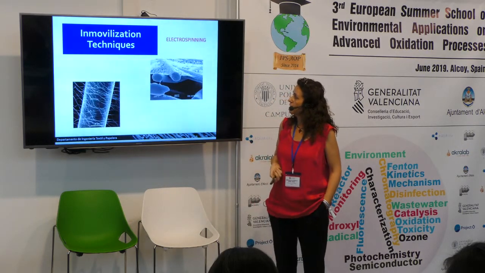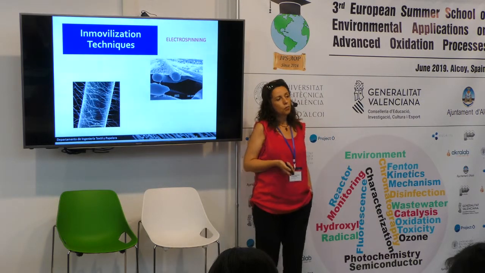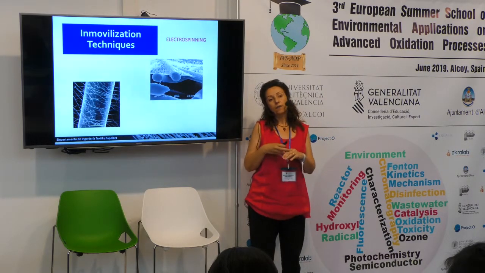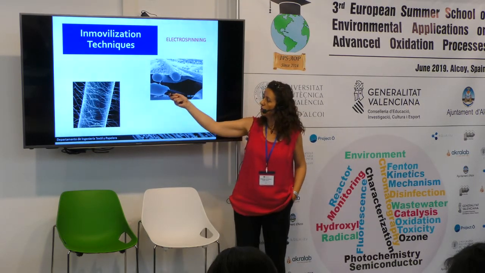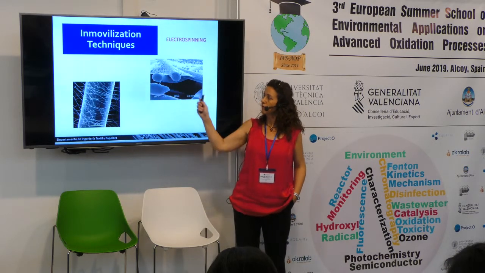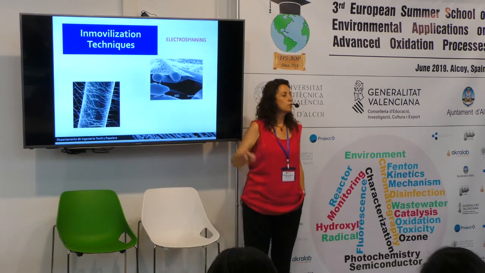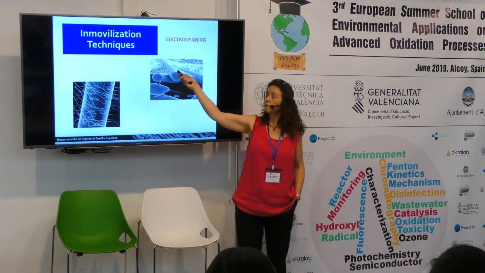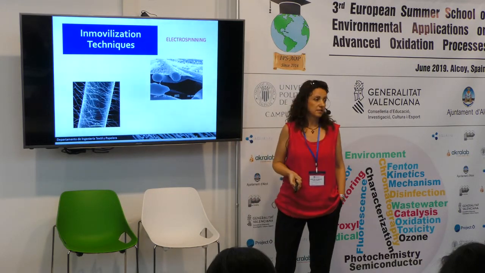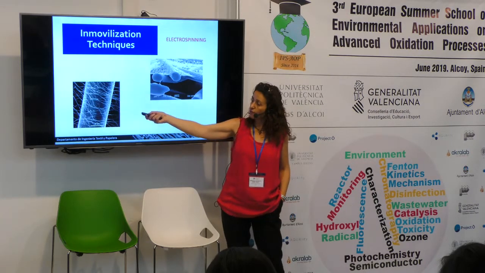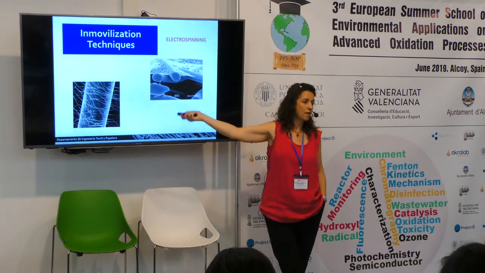Okay, another technique would be electrospinning. By electrospinning, what we do is make a nanofiber felt, and in this slide you can observe that we've got a conventional fabric, and over this fabric we included an electrospinning felt made of nanofibers. What do we get with this? As you can check at the bottom of the slide, you can observe the conventional fiber and nanofibers.